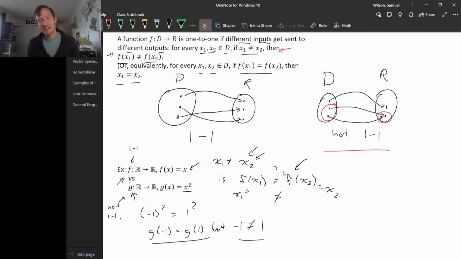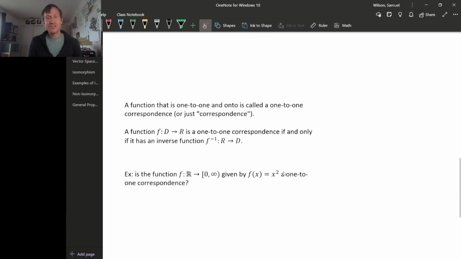Now, the nicest kind of functions are both one-to-one and onto. And functions that are one-to-one and onto are called one-to-one correspondences, or sometimes just a correspondence. Although, in my experience, one-to-one correspondence is slightly more common terminology, but either is fine. And the reason why one-to-one correspondences are so important is because a function is a one-to-one correspondence if and only if it has an inverse function, right?